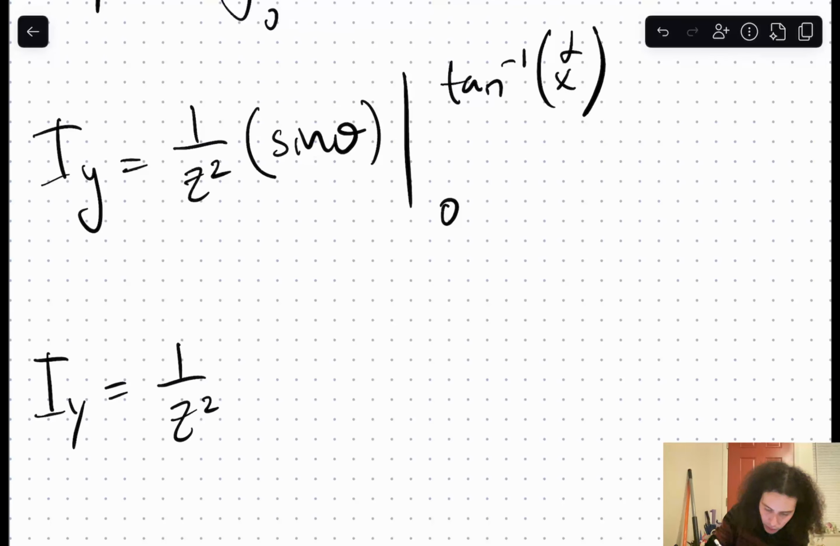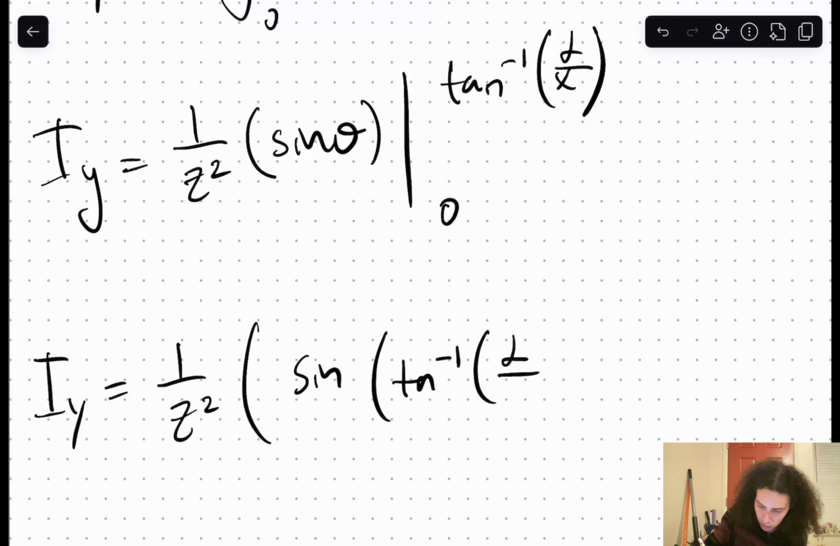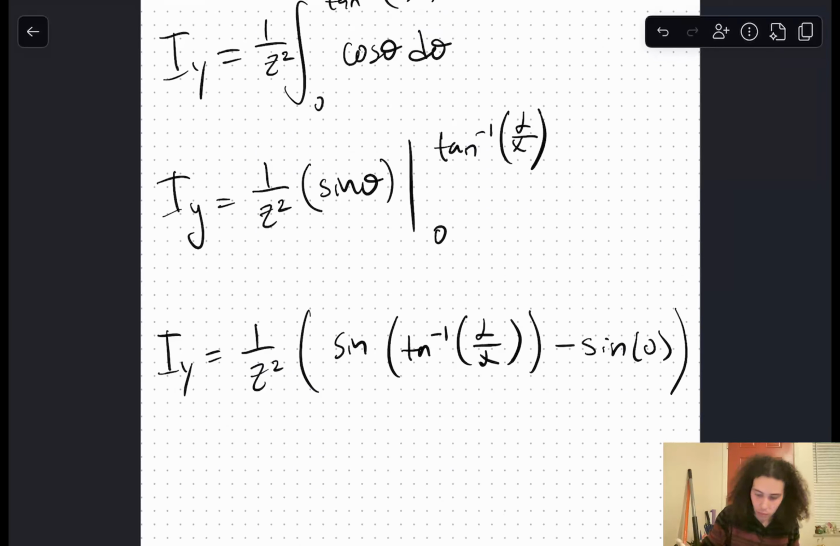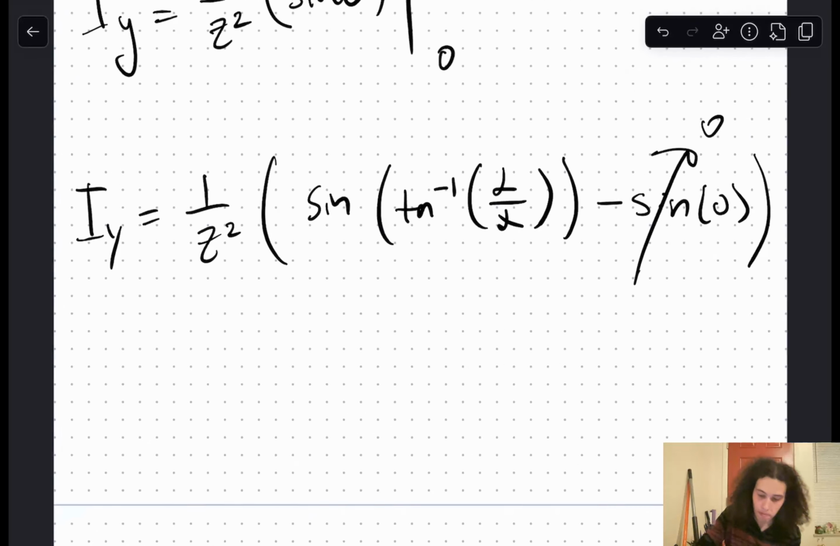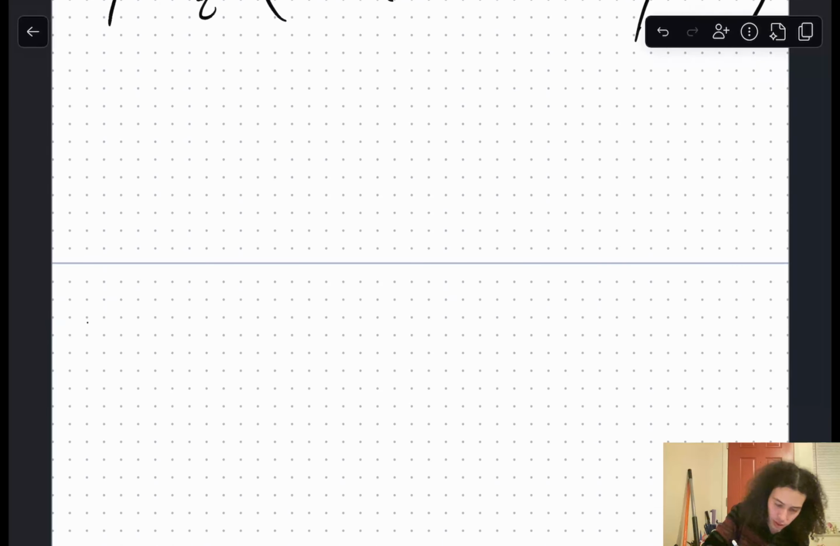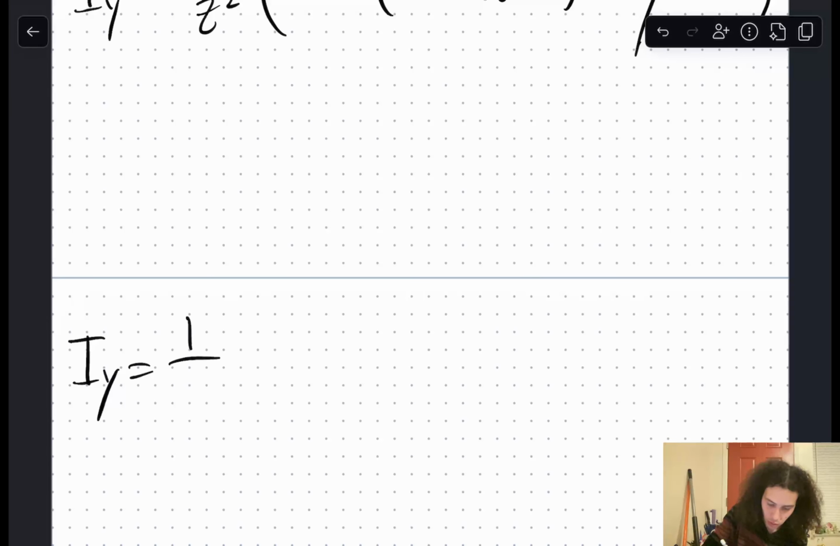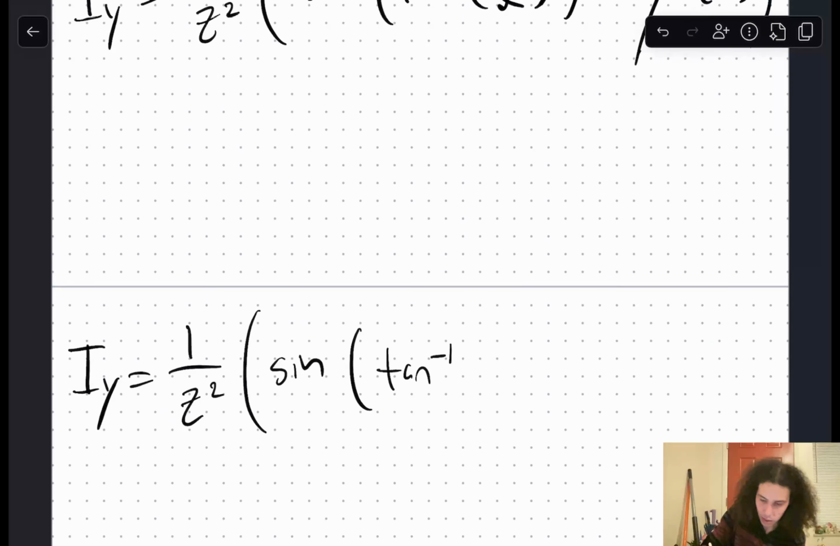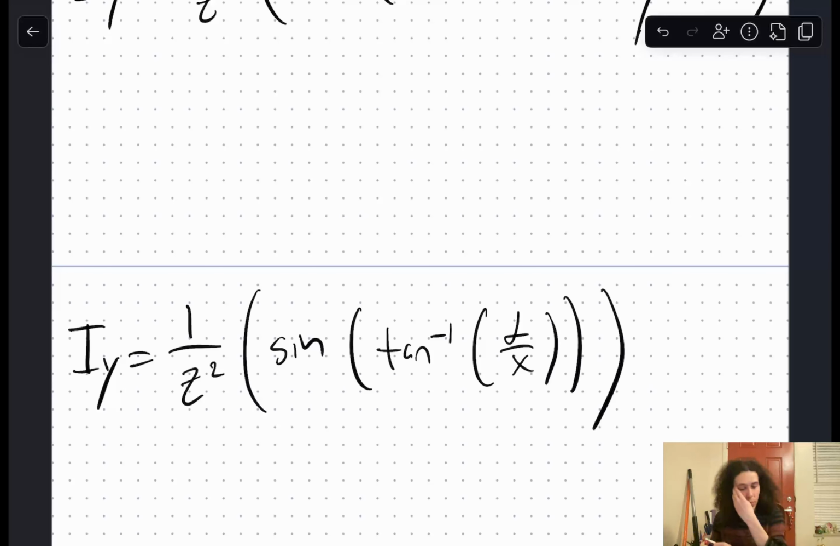Iy is 1 over z squared, sine of inverse tangent of L over x. So we're plugging in this upper limit into theta there, minus sine of 0, plugging the 0 in there. Fundamental theorem of calculus. Now sine of 0 is just 0, and we're left with this expression here: Iy is equal to 1 over z squared, sine of inverse tangent of L over x. Okay, we're still in the substitution world.